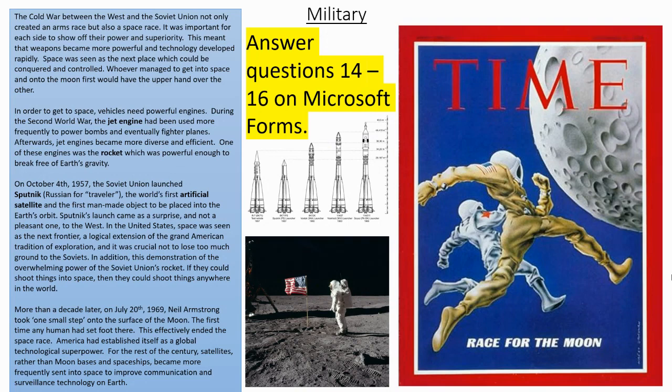The space race used the jet engine technology, which was developed during the Second World War. Not a combustion engine that cars used, but a jet engine. And the most powerful of these was the rocket. And with the rocket, people were able to travel outside of Earth's gravity into space. Can you read the blue box? Pause the video here and do that, and then answer questions 14 to 16 on Microsoft Forms.